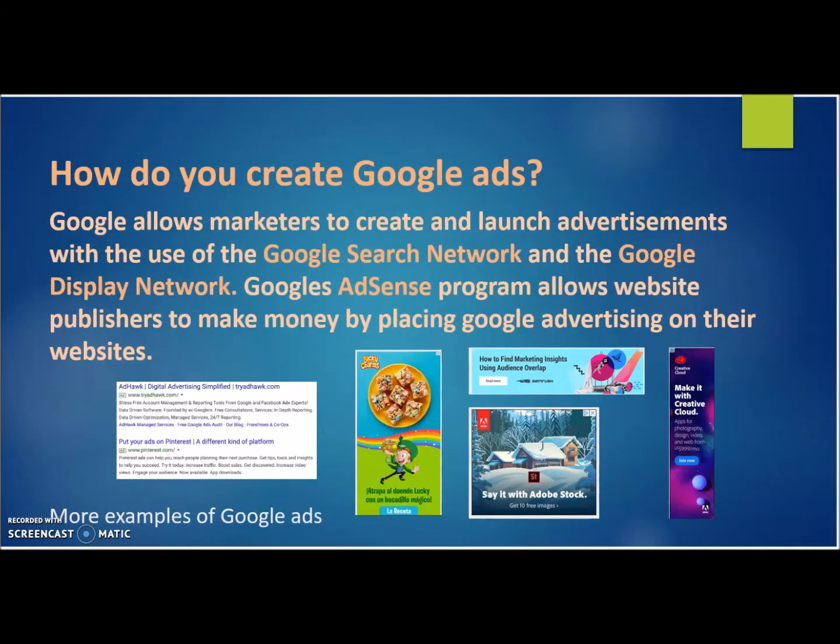Those are just banner ads. So how do you create Google ads? Google allows marketers to create and launch advertisements with the use of the Google Search Network, which are ads with no images in them, just text only, and the Google Display Network, which are ads with images and video in them, and Google's AdSense program, which allows website publishers to make money by placing Google advertising on their website, so you can actually make money too. And there's some more Google ads on the bottom.